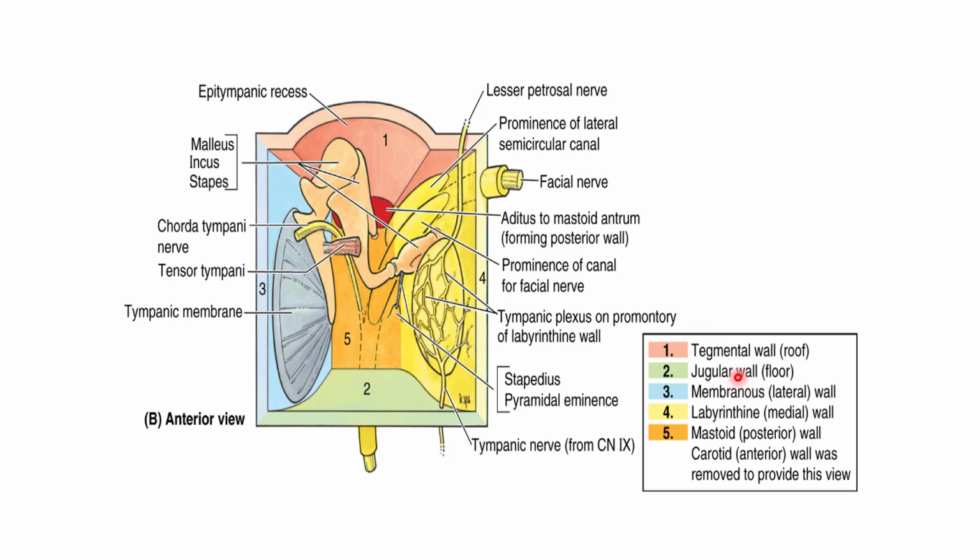So one, the roof is formed of the tegmental plate, the tegmental wall. Floor is formed of the jugular wall. The jugular bulb and wall are present in the floor. And number 3, the lateral wall is the membranous wall because of the tympanic membrane. Medial wall is towards the inner ear. It is called the labyrinthine wall. And the posterior wall is the mastoid wall. And anterior is the carotid wall, which has been removed to provide this view.